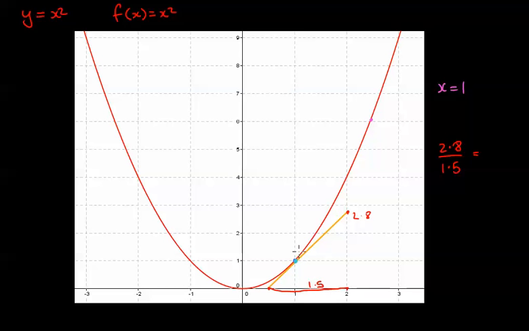So if I do that, 2.8 divided by 1.5 is 1.867, to 3 decimal places, 4 significant figures, which, rounded to the nearest whole number, is 2. So this is just an estimate, and I'm doing it by hand. But let's do it on the other side as well.